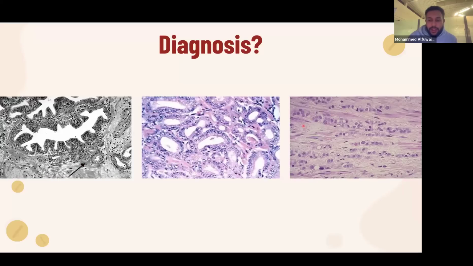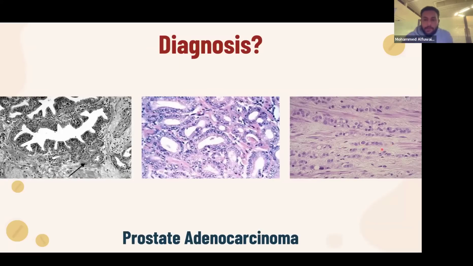Now here we have a very important image, which is the single file line appearance. This is prostate adenocarcinoma. Single file line appearance. They're all in one line. Or the Indian filling sign for some reason.